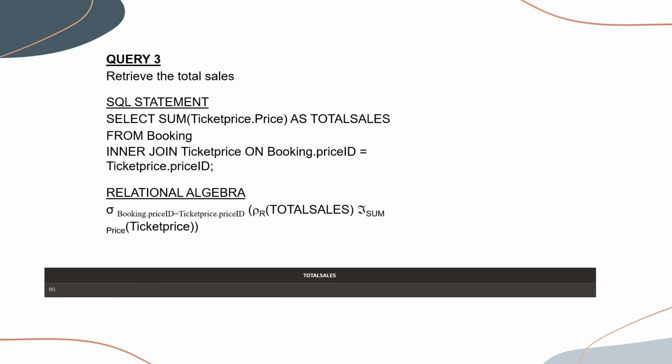Query number 3, we will retrieve the total sales. The SQL statement will select sum ticket price dot price as total sale from booking inner join ticket price on booking dot price id equal to ticket price dot price id. Here is the output and the RA for query number 3.